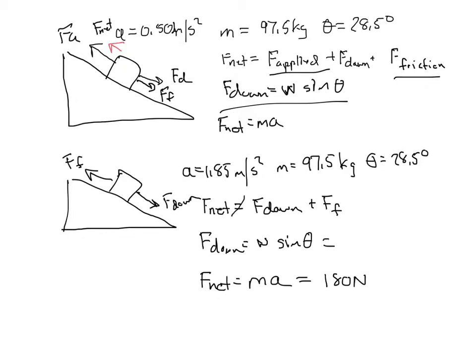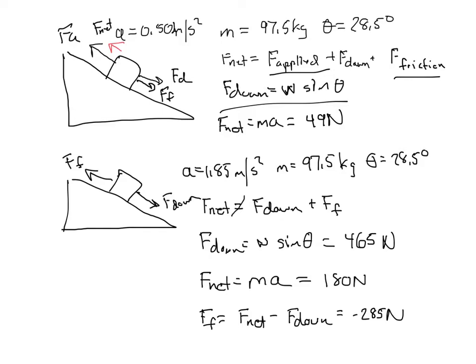Okay. We can find F down. F down is 465 newtons, so F sub F is F net minus F down, so we end up with a total frictional force of negative 285 newtons. So we can take advantage of this for the first part. Up here we have F net is 0.502 times 97.5, and we find out that F net is only 49 newtons.